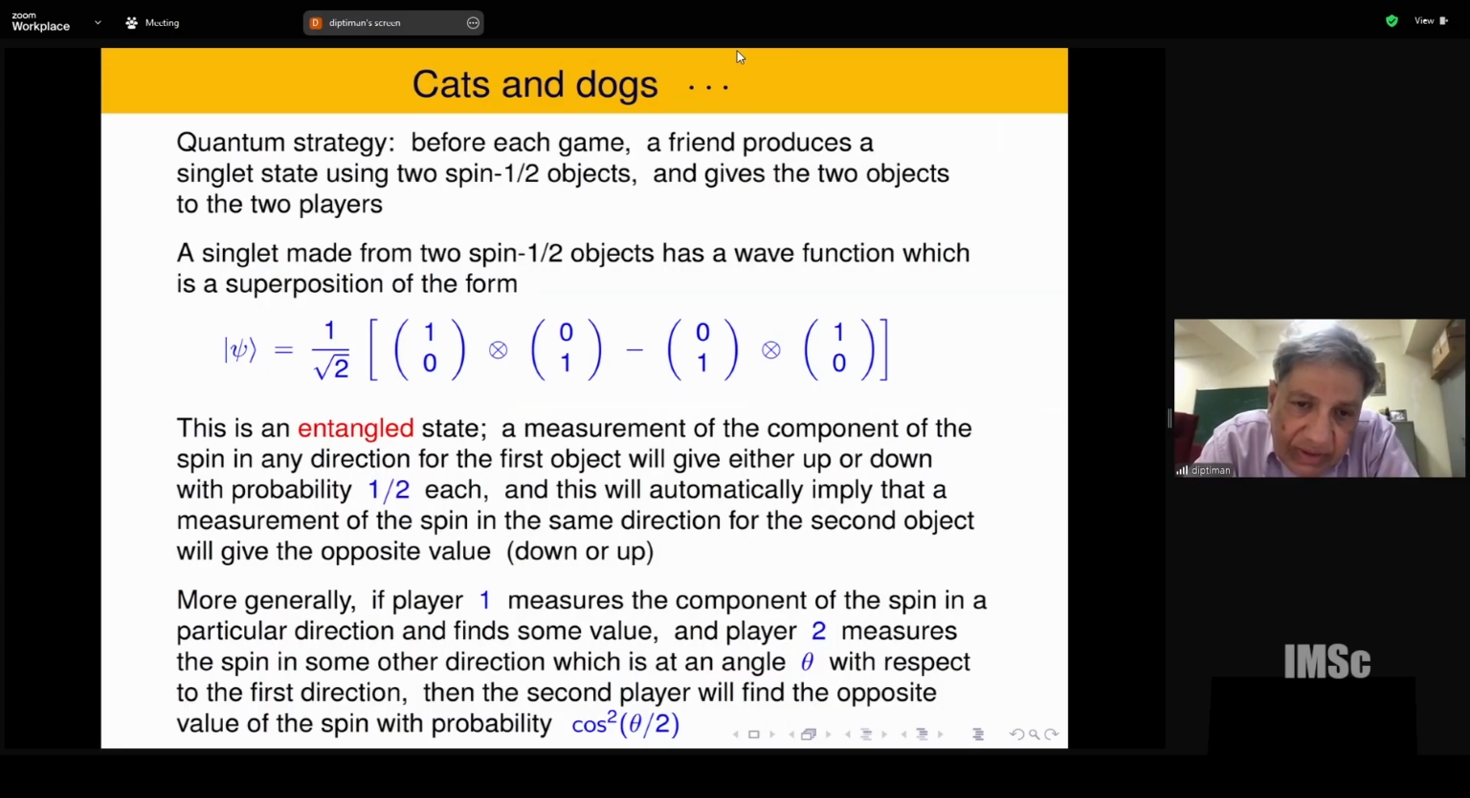Now, instead of measuring along the z-axis, they can measure the component of the spin in some other direction. What is the story in that case? If player 1 measures the component of the spin in some particular direction, could be z, and finds some value, and player 2 measures the spin in some other direction, which is not z or minus z, but is some arbitrary angle theta with respect to the first direction, then the second player will find the opposite value of the spin with probability cos squared theta by 2.